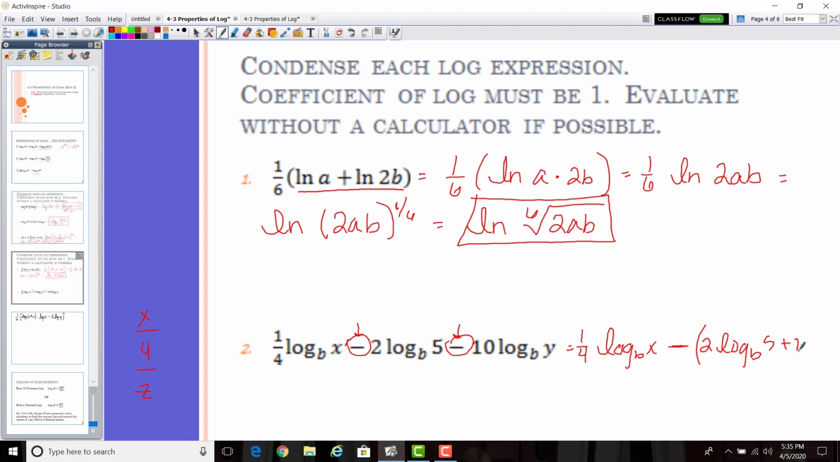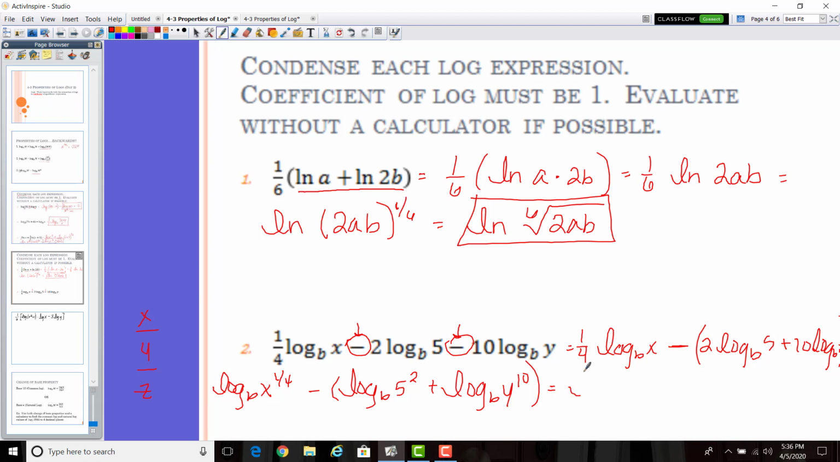That will then mean there's a plus 10 log base b of y there. And I'm closing that parenthesis, you just can't see it. Now I'm showing that this log expression is dividing by a product, and then I can simplify using my property rules. So this 1/4 is going to become x to the 1/4 power. Subtract, parenthesis, log base b of 5 squared, plus log base b of y to the 10th. So all I did in that step was apply the power rule to make my coefficients become 1.